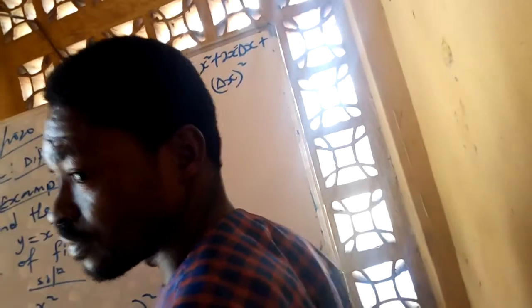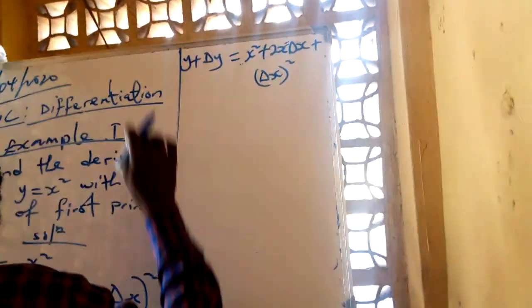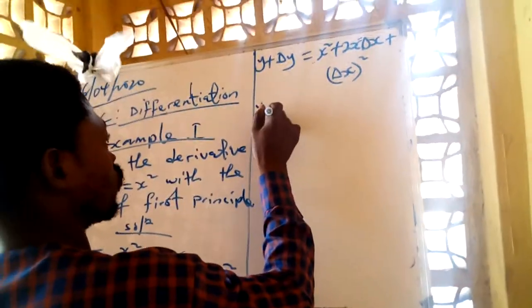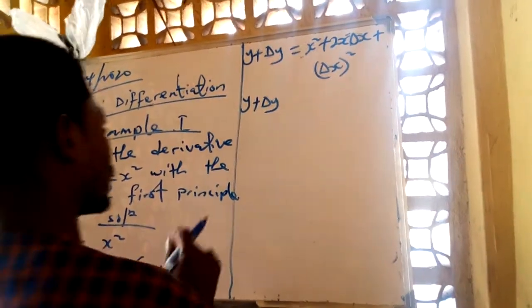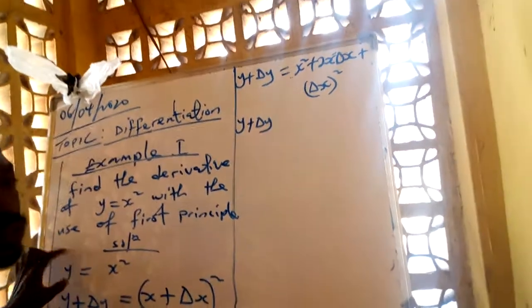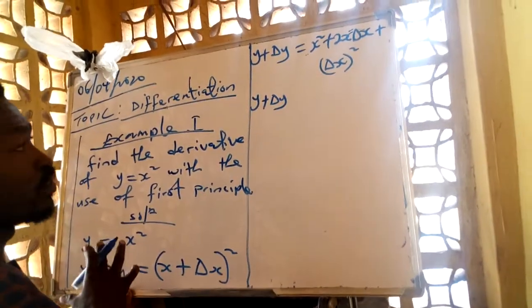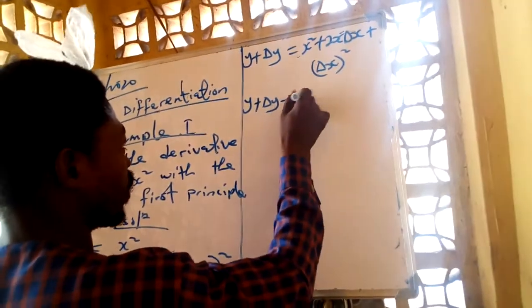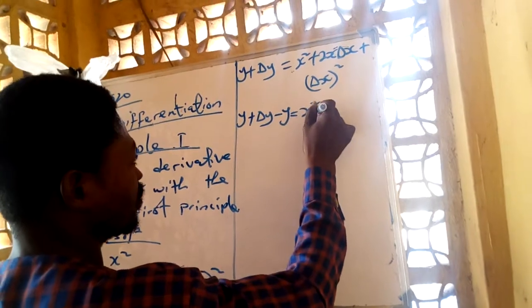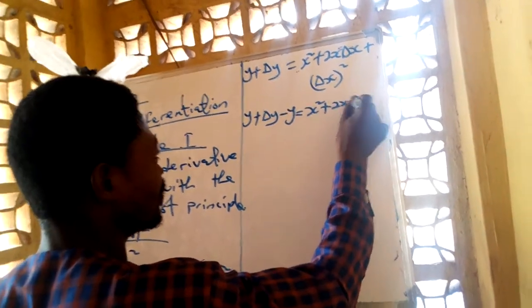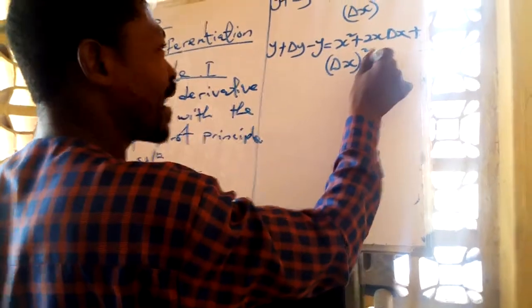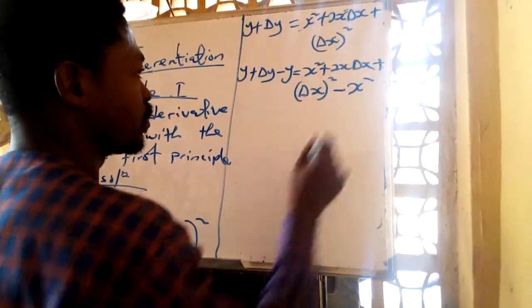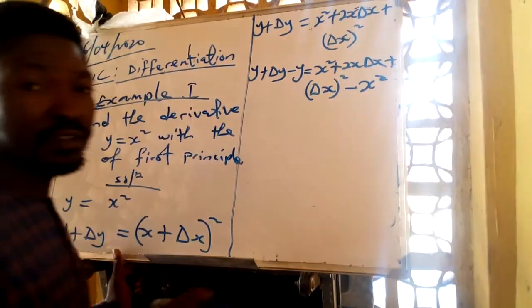When you expand this, from here, what do you do? You subtract y plus delta y from the original question given to you, which is y. This is minus y equal to x squared plus 2x delta x plus (delta x) squared, then minus x squared. Hope you are getting it.